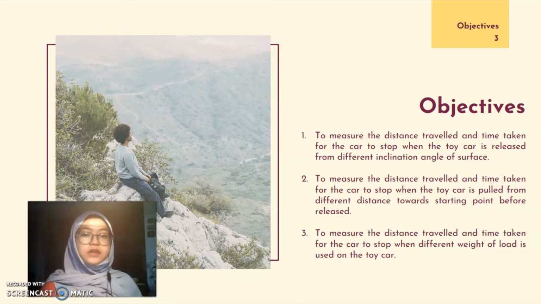For our experiment, the first objective is to measure the distance traveled and time taken for the car to stop when the toy car is released from different inclination angles of the surface. The second is to measure the same when the toy car is pulled from different distances towards the starting point before release. The third is to measure the same when different weights of load are used on the toy car. Our responding variables are the distance traveled and time taken for the car to stop.